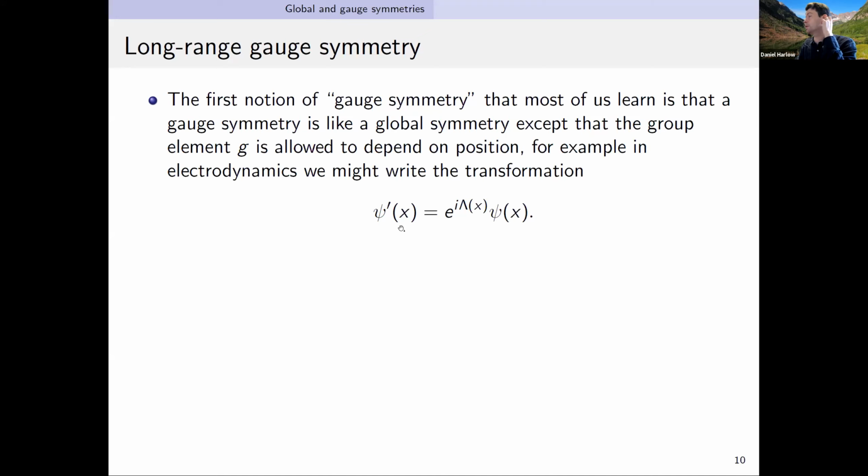As we were just discussing, you can have an action which is invariant under this transformation when lambda is a constant, but is not invariant when lambda is not a constant. And so usually this is a stronger requirement, saying that the action should be invariant under this also when lambda depends on position.